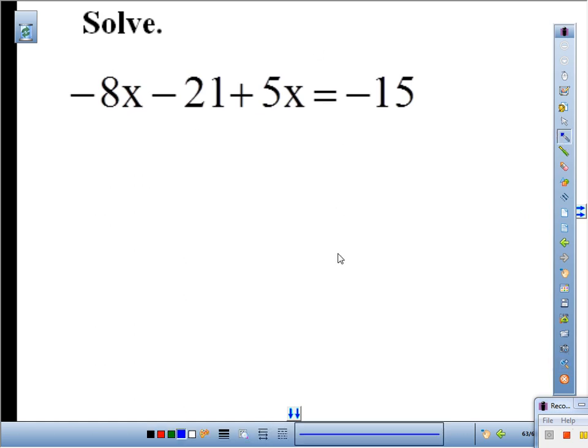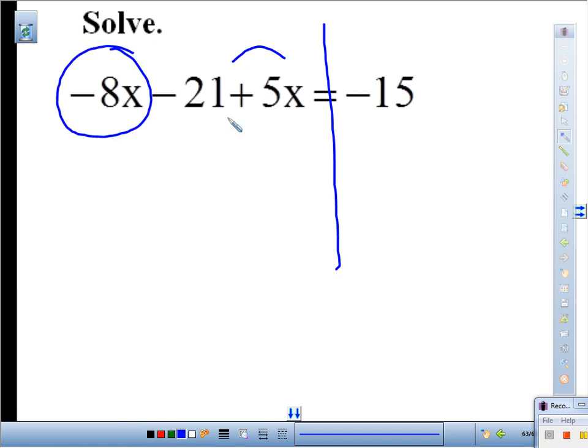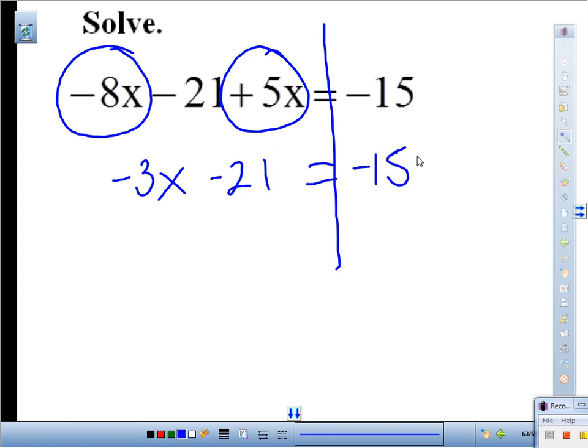Look up. Line down the equal sign. What is the first step of the process that I gave you? Simplify each side. Can we simplify this side? Yes, we can combine stuff. So what is 8x and 5x? Negative 3x, bring down negative 21 equals negative 15. Do you know what to do from there? Yes. Copy that and finish, please.